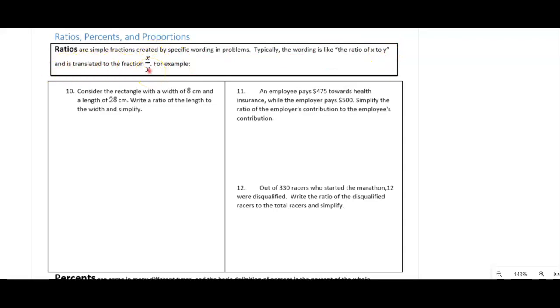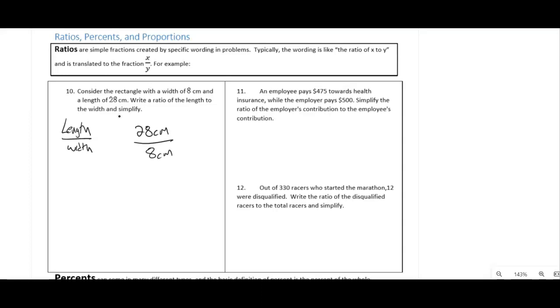by y. So for example, consider the rectangle with the width of 8 centimeters, length of 28 centimeters. Write the ratio of the length to the width. So they're asking for the length to the width. So the length being 28 centimeters and the width being 8 centimeters.